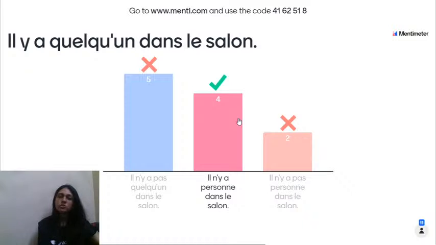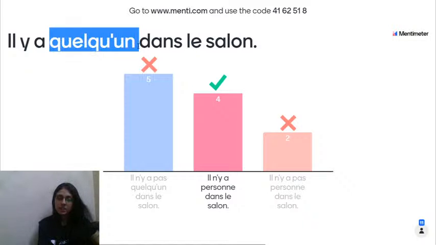Very nice. So total 11 voted and 4 got it correctly, because like we discussed the cases of negation where quelqu'un is given, the negative form of quelqu'un is personne. So it is not just ne and quelqu'un or ne and pas, it is ne and personne. So over here, il n'y a personne dans le salon. So 4 people got it correct.